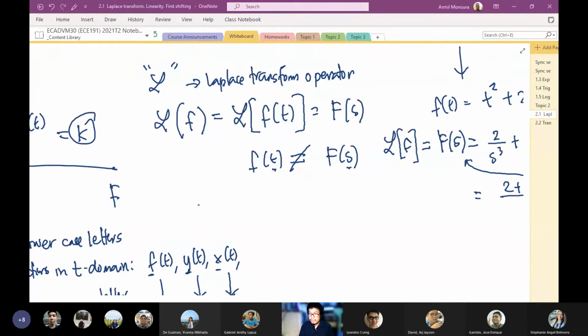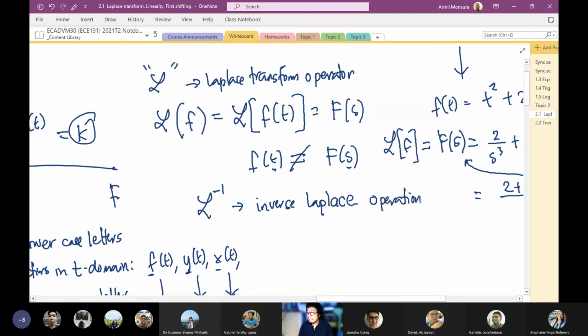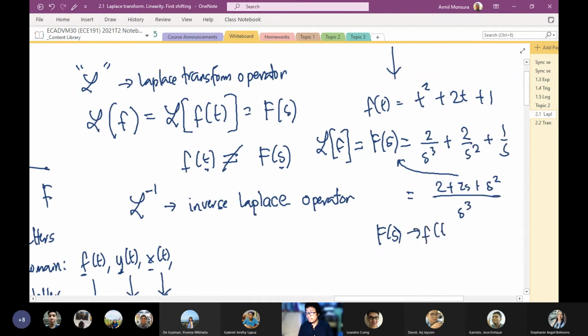So if you have the Laplace transform operator as this one, okay, we also have the inverse Laplace operator, okay, written as this one. So this denotes the inverse Laplace operation. And when you say inverse Laplace transform, it means you are given F of s, and then you have to transform this back to a function in t domain. Yun yung tinatawag na inverse Laplace operation.